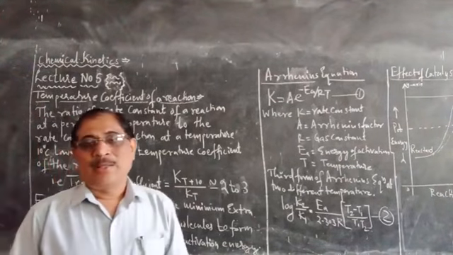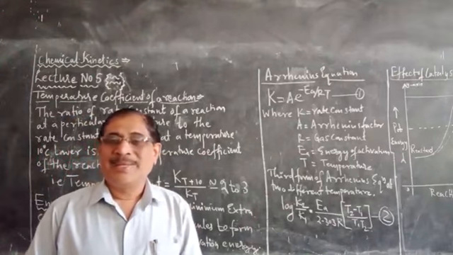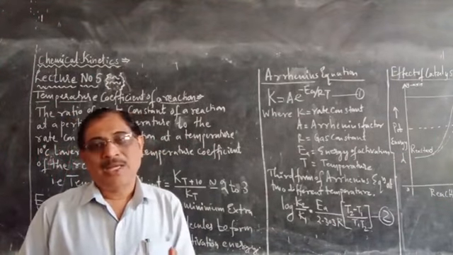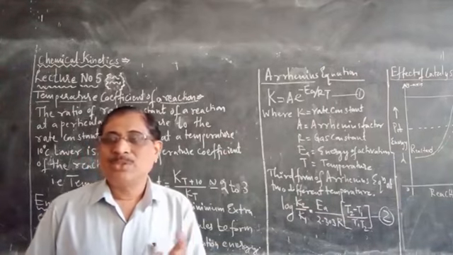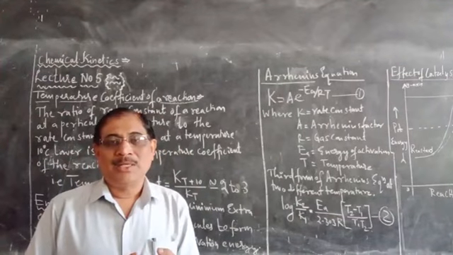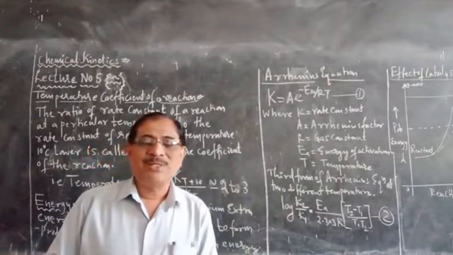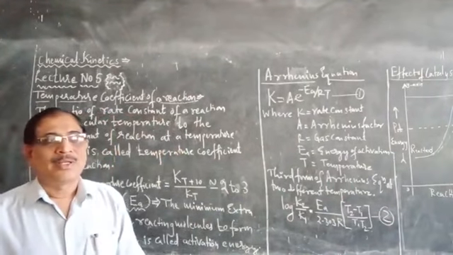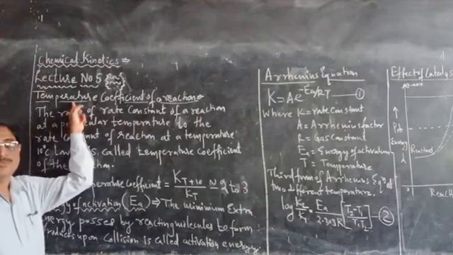As you know, the rate or velocity of a reaction depends on temperature and catalyst. It affects the rate of reaction. So today two factors we are going to consider: effect of temperature and effect of catalyst on the rate of a reaction. There is one term, that is the temperature coefficient of a reaction.